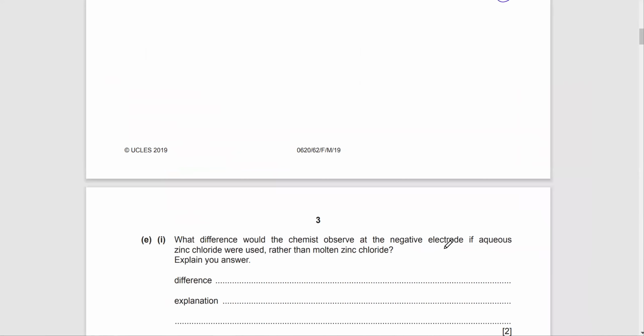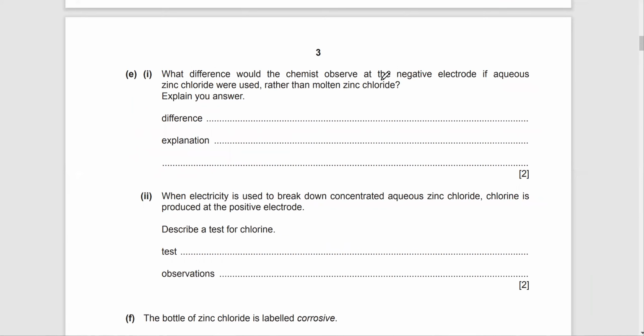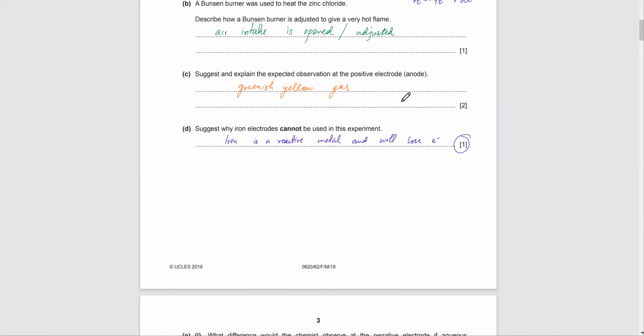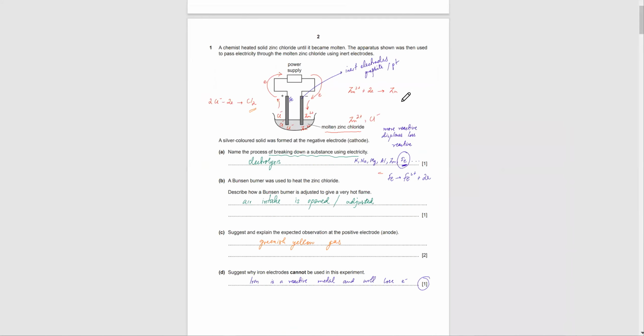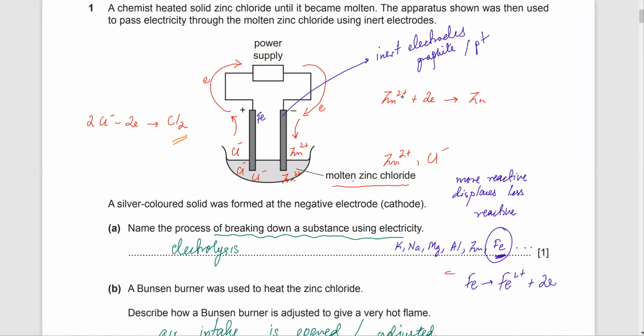The next part is what difference would the chemist observe at the negative electrode if aqueous zinc chloride were used rather than molten zinc chloride? So now he's changing it to aqueous. So Mahad, if you used aqueous instead of molten, what two extra ions are present in the solution? H+ ions and OH- ions. So H+ ions and OH- ions are also present.